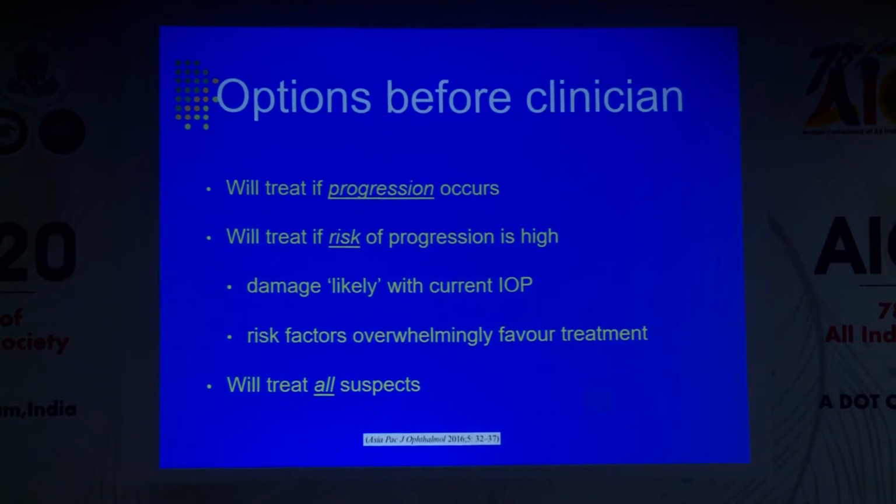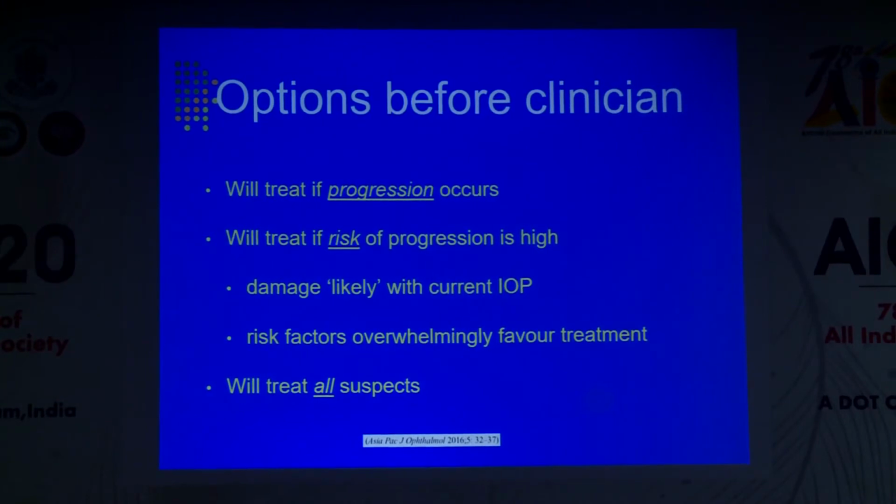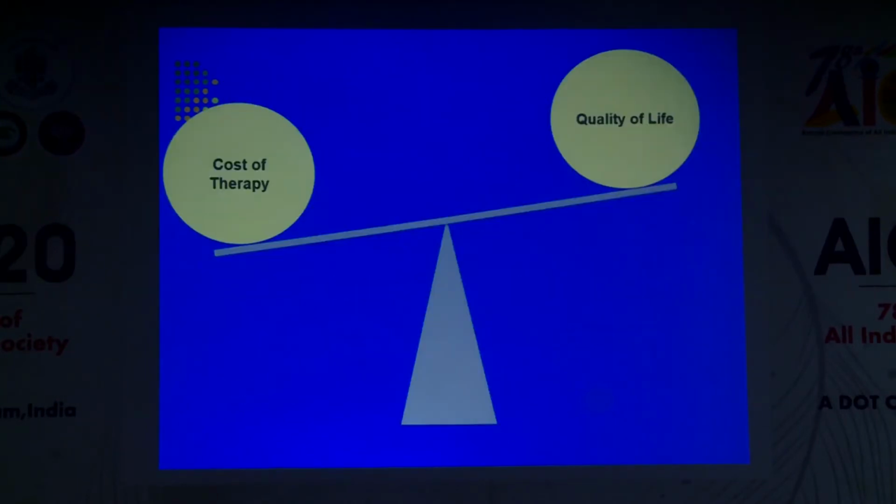So there is a certain risk of progression. And we find that certain risk is high, or the damage is likely with the current intraocular pressures, or the risk factors overwhelmingly favor a treatment. We will treat because of the risk. The third is that we treat everybody, that we take all the suspects and treat them. So we'll not go into the third one. We are deciding between the first and the second ones.